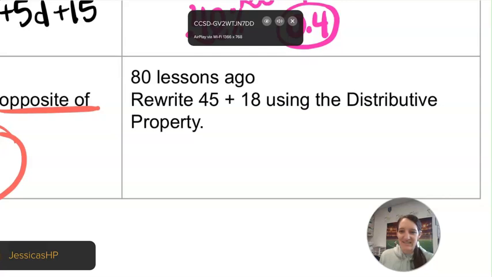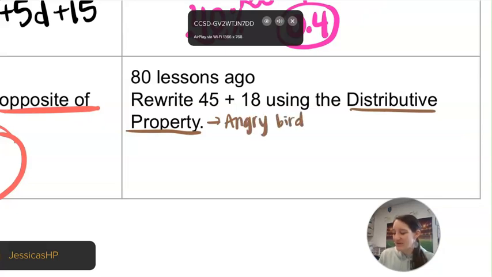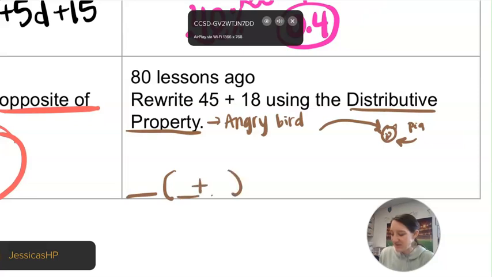Rewrite 45 plus 18 using the distributive property. Distributive property. Remember what I want you to remember? In the game Angry Birds, the Angry Bird gets shot through to the pigs, and the pain is distributed. That's a pig, by the way. The Angry Bird distributes the pain through, right? So we have an Angry Bird, and then in parentheses, we have pigs inside. Do you remember what the Angry Bird is? The Angry Bird is the greatest common factor, isn't it?